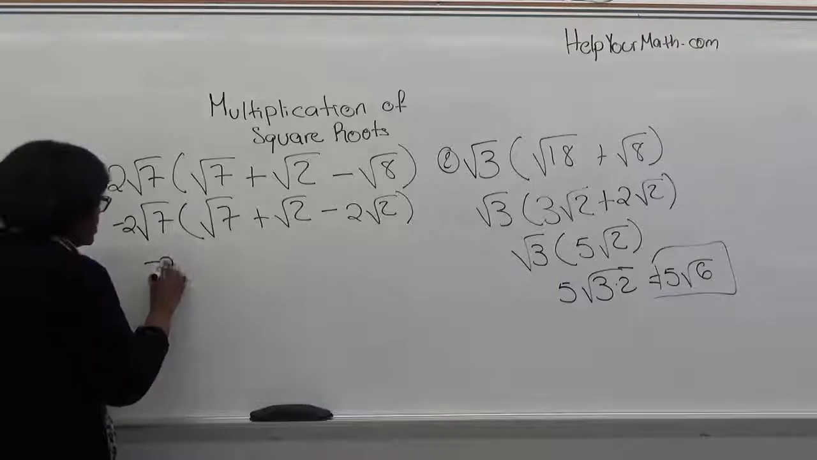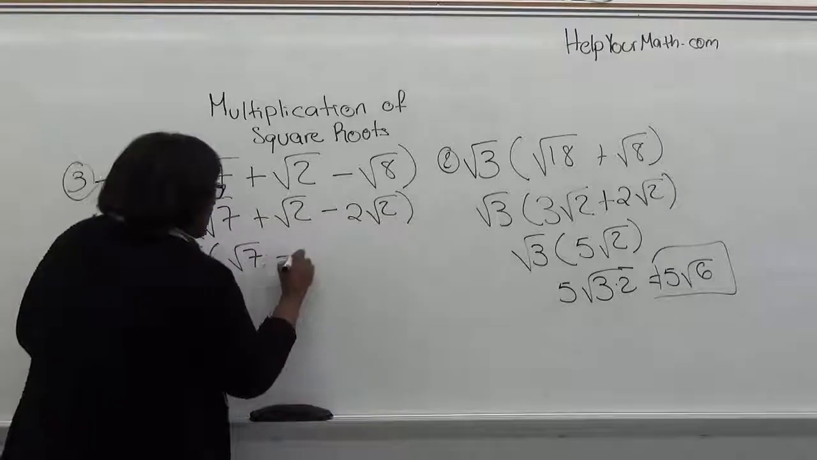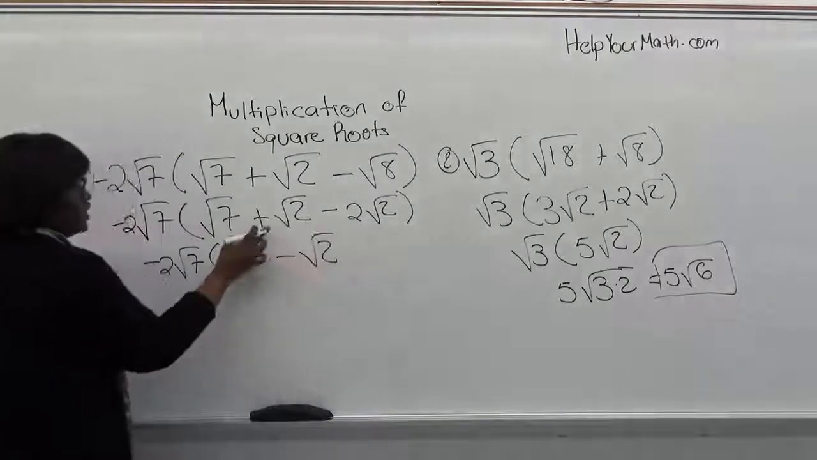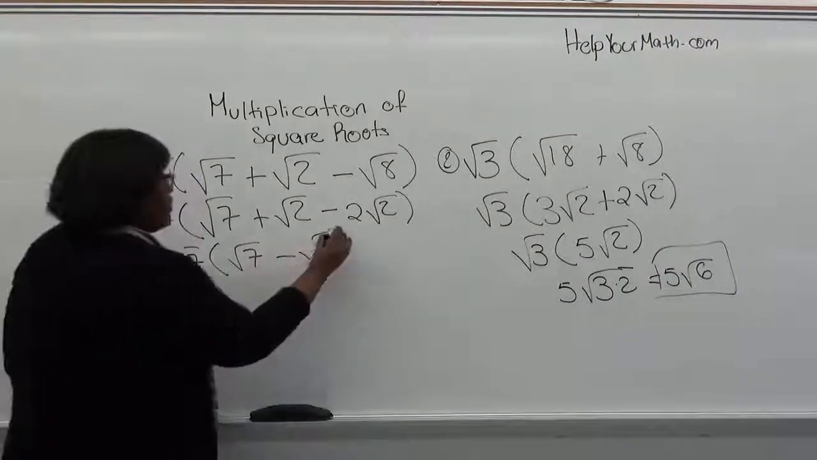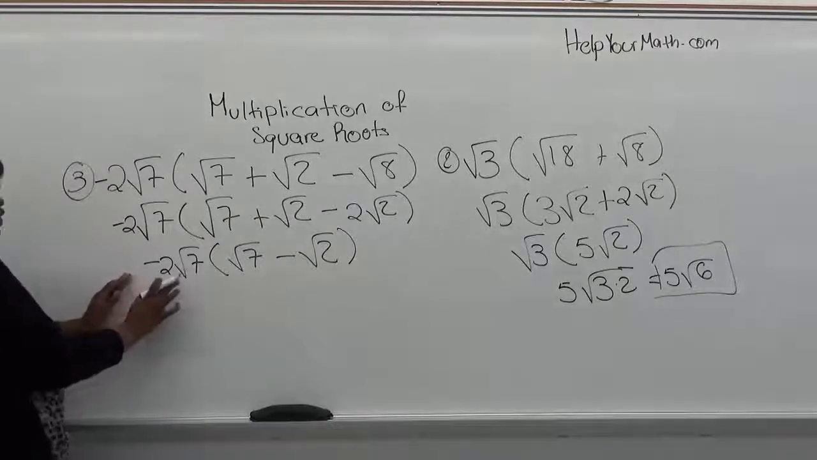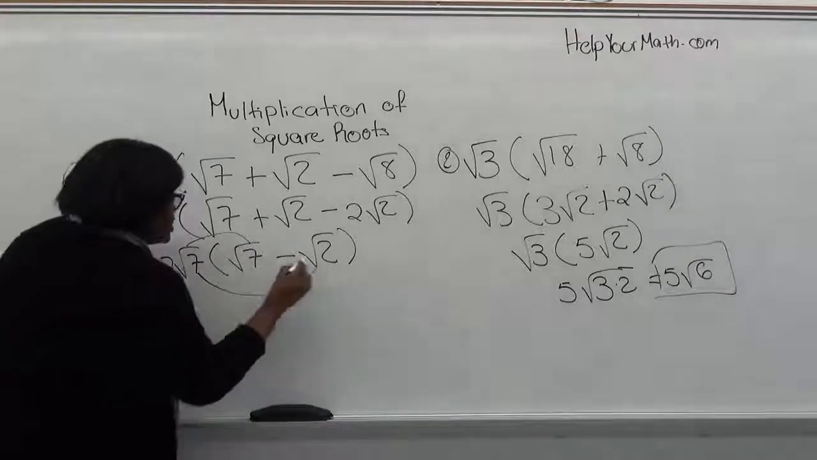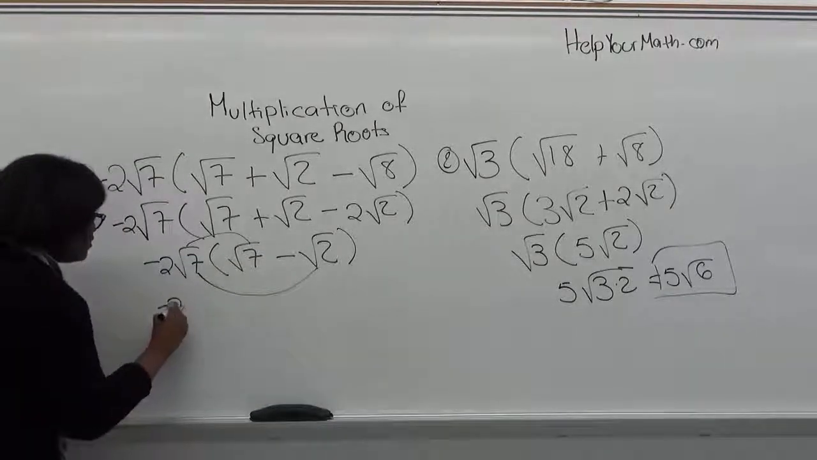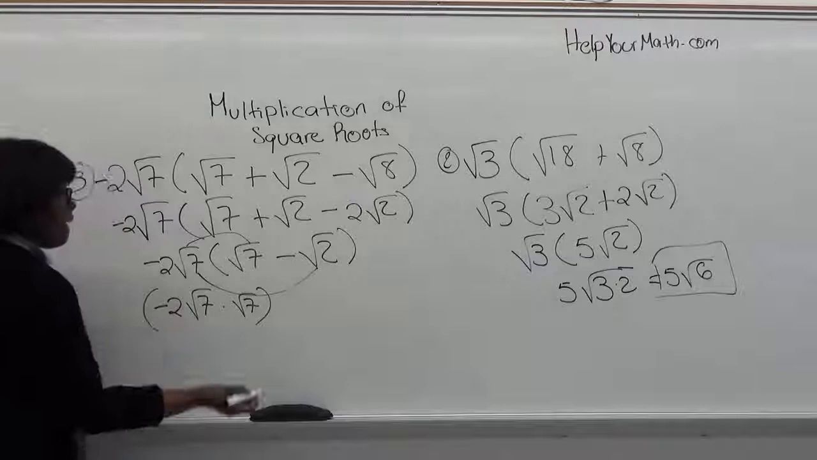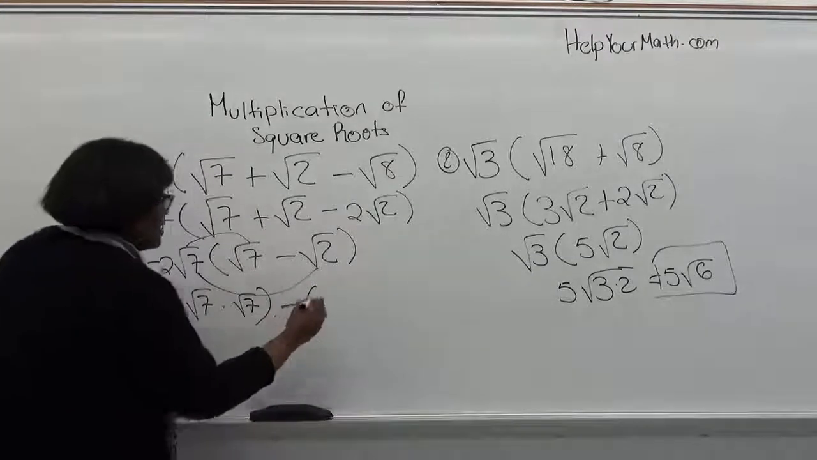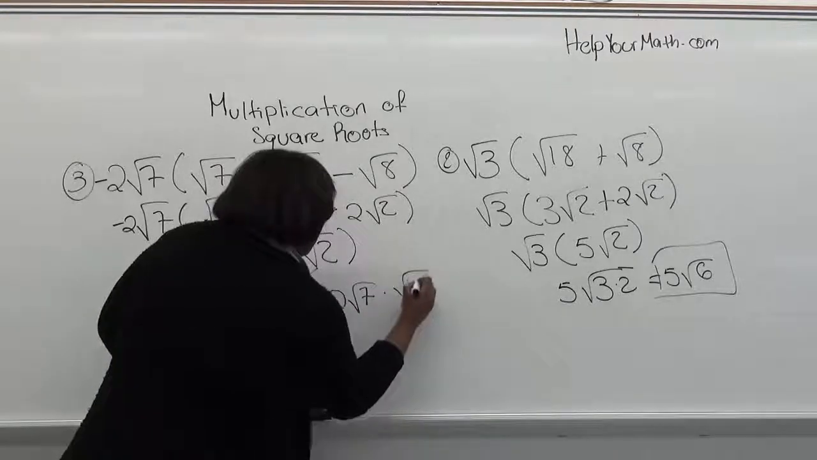So let's rewrite this as negative 2 radical 7 times (radical 7 minus radical 2). This has an imaginary 1 in front of it, so we can take it as 1 minus 2. Now we're going to distribute negative 2 radical 7 to both terms. So again, we're going to multiply these two together. So we're going to have negative 2 times radical 7 times radical 7 minus negative 2 times radical 7 times radical 2.